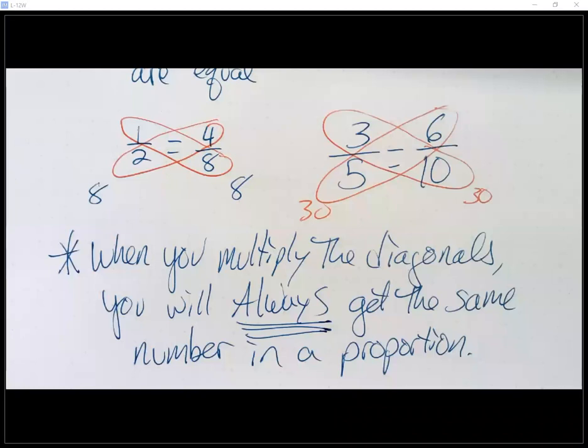Which is kind of a nice thing to know, because if I had two fractions and I wanted to know if they formed a proportion or not, the quickest way for me to do that is to just multiply those diagonals and see if I get the same number. If I do, then yeah, they're proportional. If they're not, then nope.